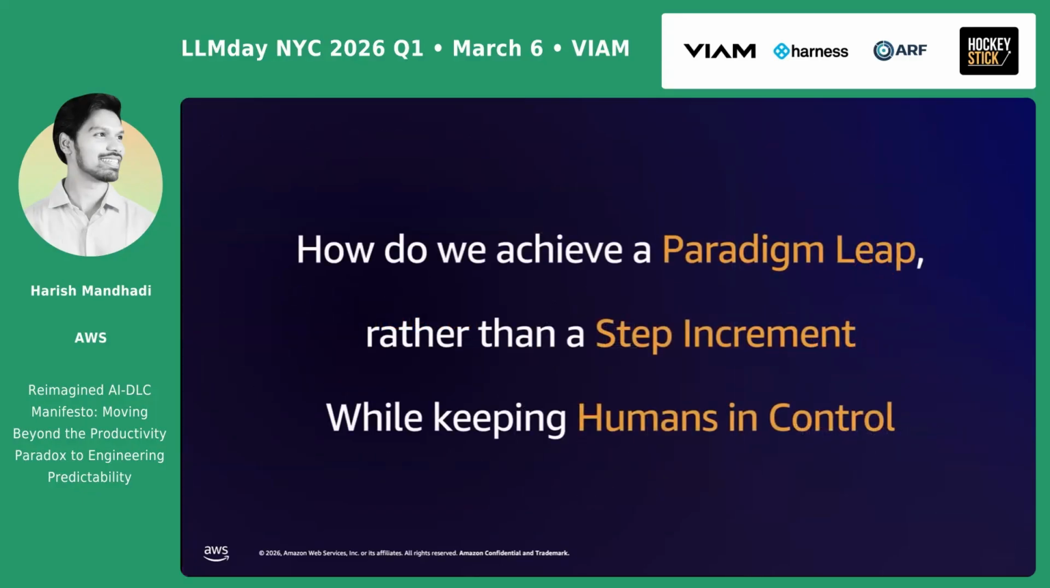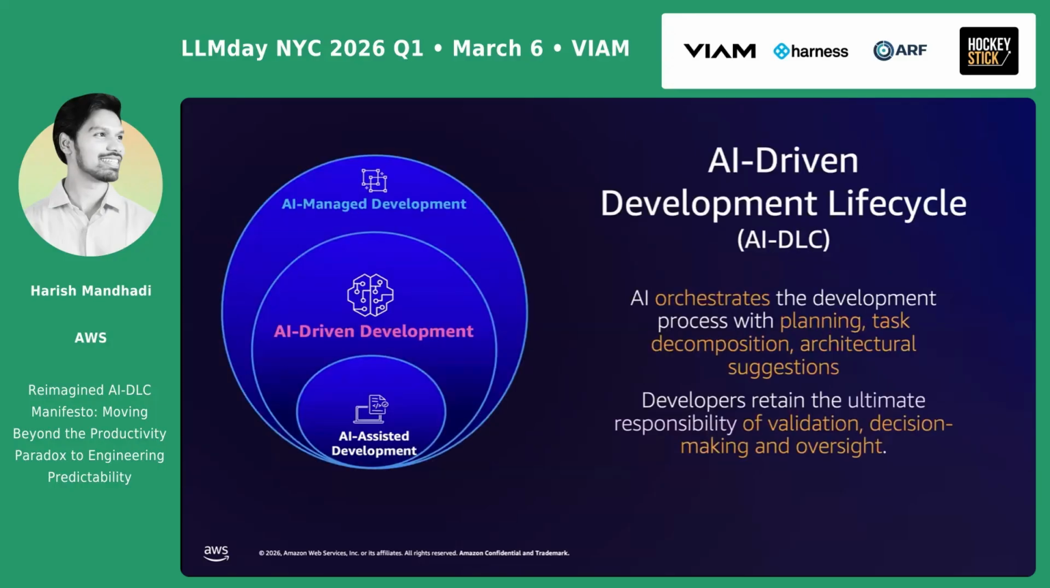So how do we achieve a paradigm leap of productivity rather than a step increment, which we saw in the AI assisted way, while keeping humans in control? In the first way, which is AI managed, humans are not kept in control. So that's why they are not confident to push the code. So how do we achieve this kind of paradigm leap? We'll talk about that. This is where we have the new buzzword, which is the AI-driven development lifecycle, which sits in between the AI managed way, where AI is not fully controllable, and the AI-assisted way, where you can take the step increments. So it sits in between them and takes the best of both worlds.